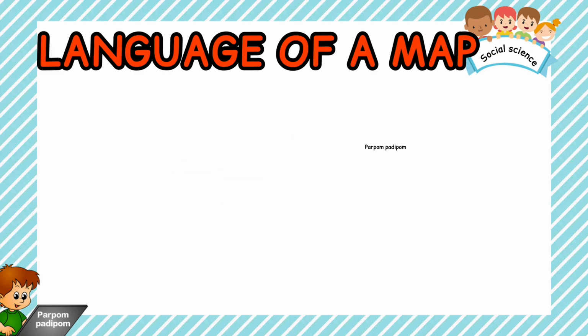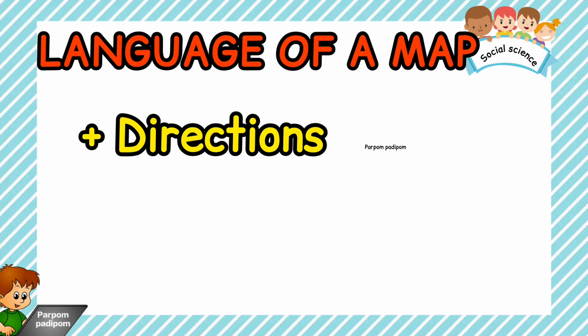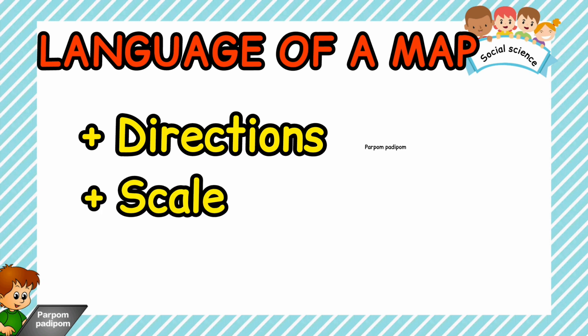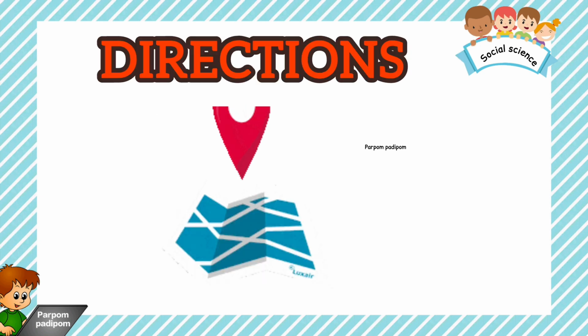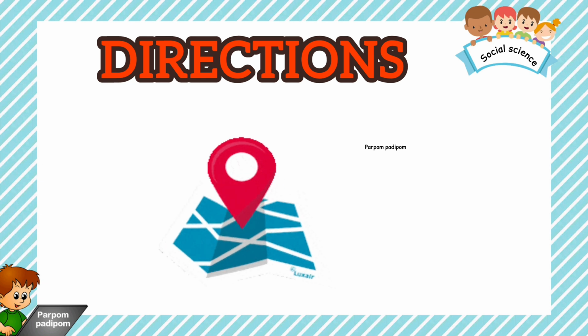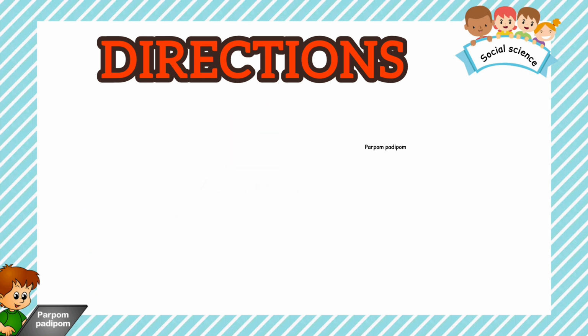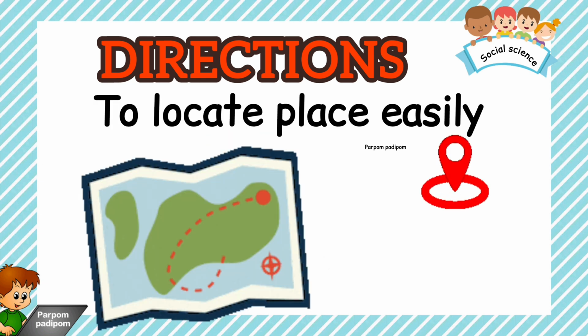Language of a map. We need to know about direction, its scale and the meaning of the colors and symbols used in a map. This is called the language of the map. Directions. Directions are the most important part of a map. They help us to locate a place easily.